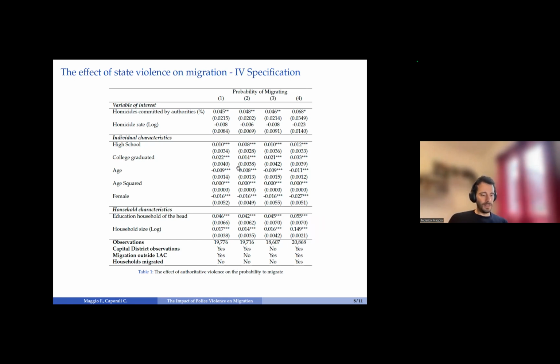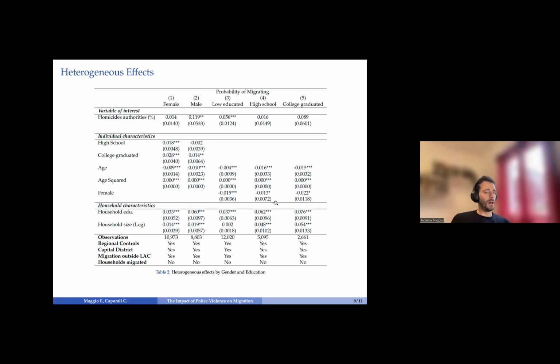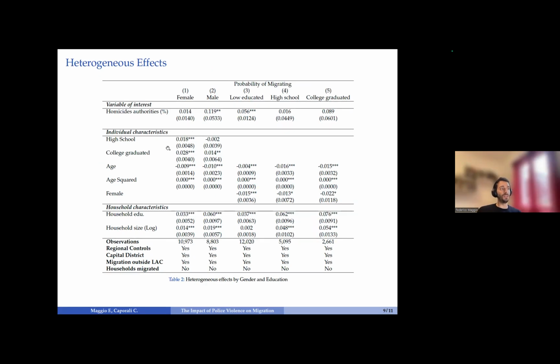And in line with the literature on the economics of migration, education, age, and female also play a key role in the migration decision of migrants. Here, I just wanted to show you some interesting heterogeneous effects of authoritative violence on migration. And as we can see, the authoritative violence plays a key role for male and low-educated people. For female, for example, the level of education plays a much more relevant role in the migration decision.